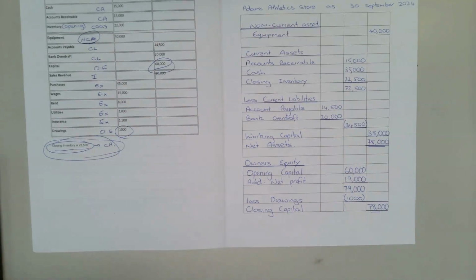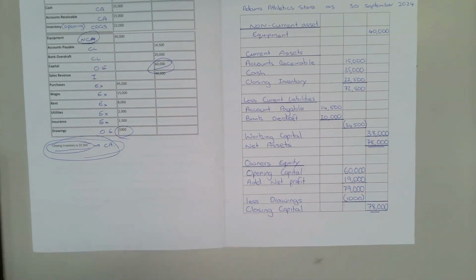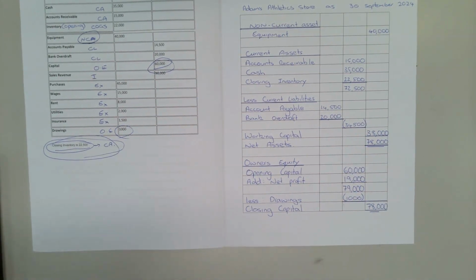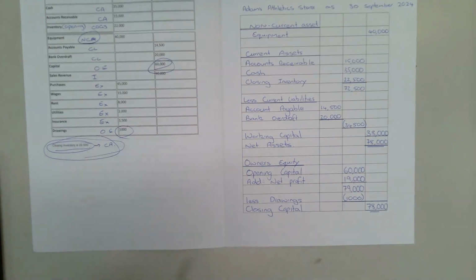The other way you can do it, as I say, you can use the full income statement method, and you'll figure out once you've done that, using the correct figures, that you'll still get the profit of 19,000. Okay, that ends today's video on missing figures.